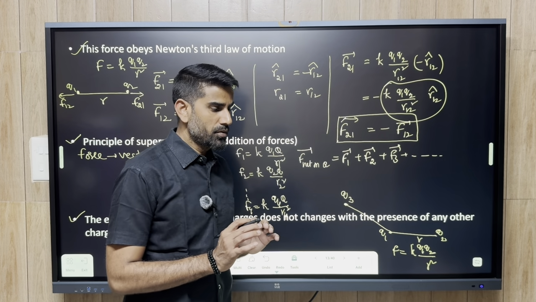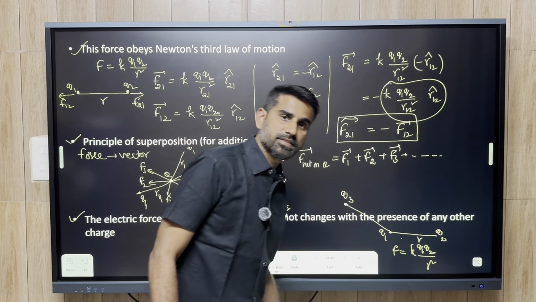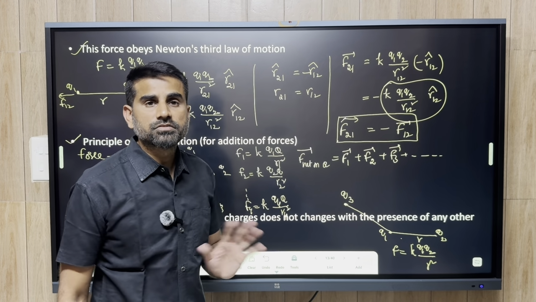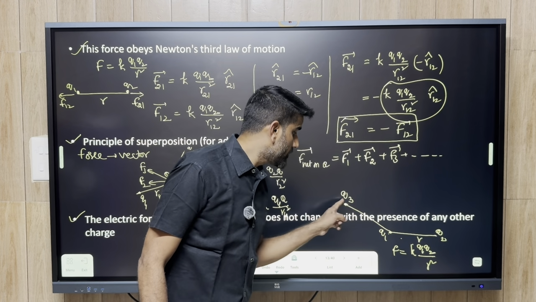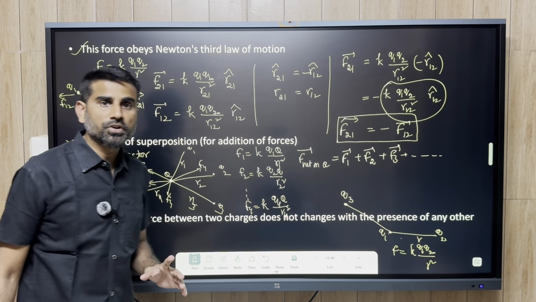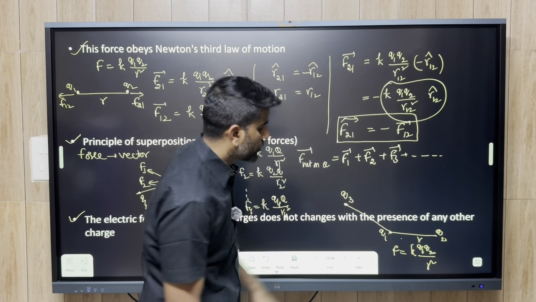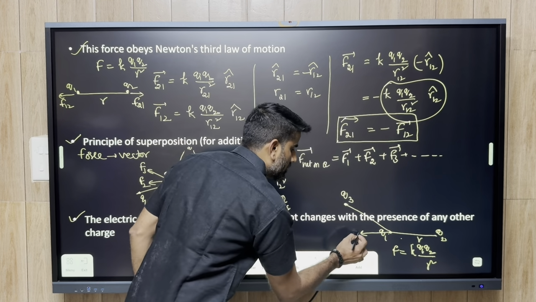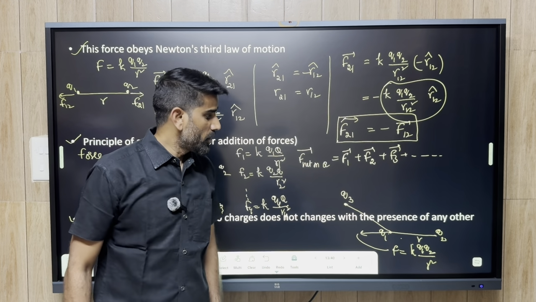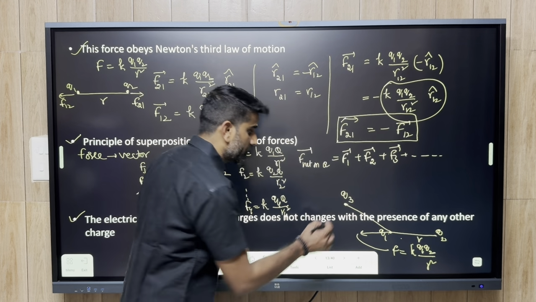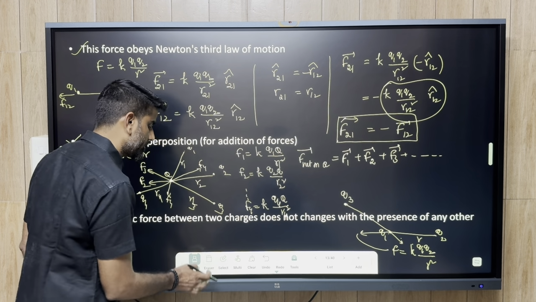We may have the misconception that if I place Q3, the force between these two charges may get affected, but it will not actually change. But the net force on every individual charge changes. Let's just say this charge is not there. The force on Q1 is this one. But when I place this Q3, it is also exerting some amount of force, right? So directions are getting affected.